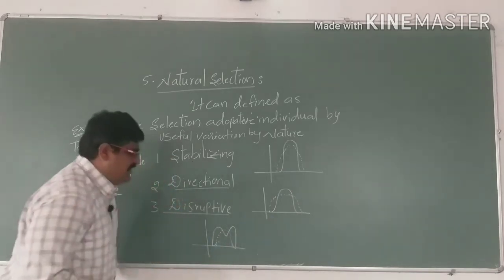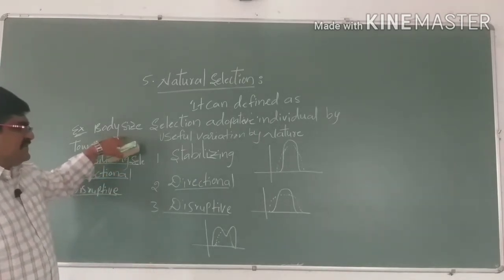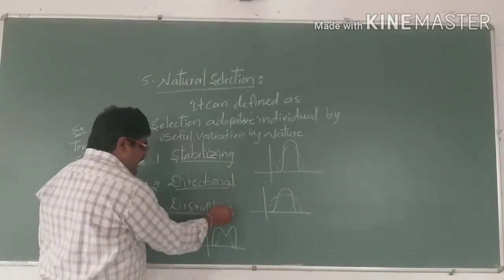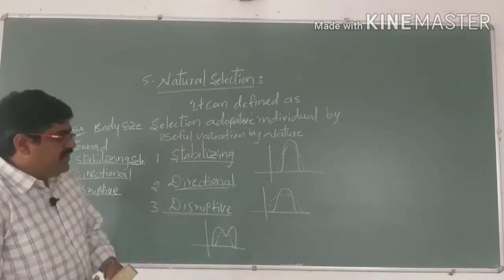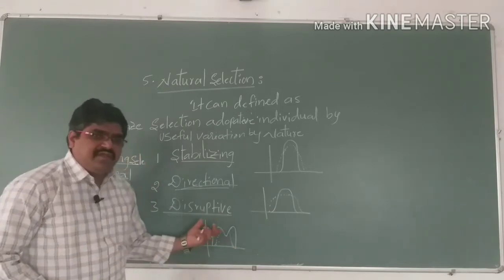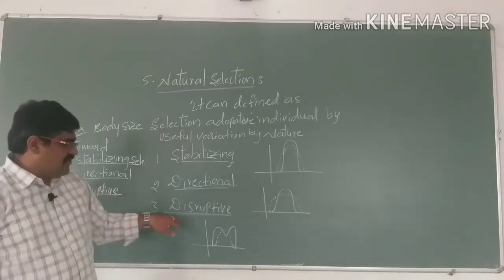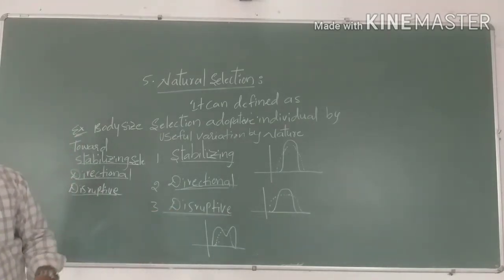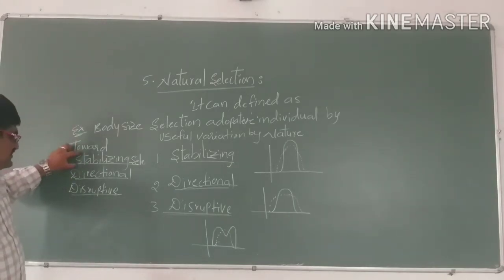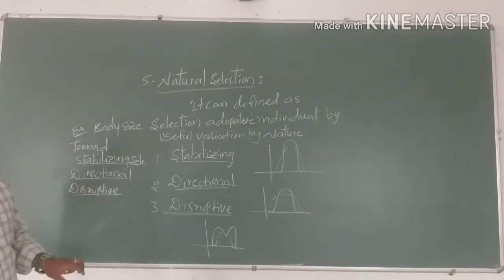The change in the size of individuals takes place mainly due to natural selection, which is divided into three types: stabilizing, directional, and disruptive. In stabilizing, the mean value does not change. In directional, the mean shifts. In disruptive, the mean value is divided into two peak levels. Such selection we call disruptive selection. An example is body size under stabilizing selection, directional selection, and disruptive selection.